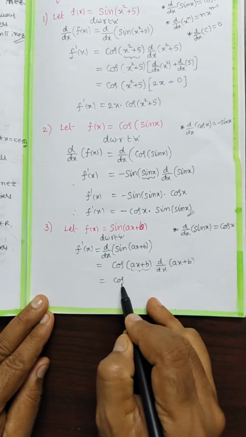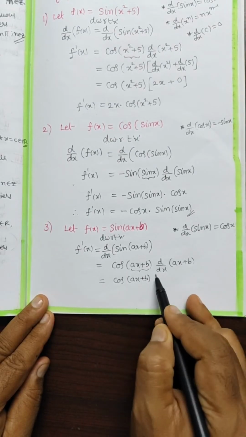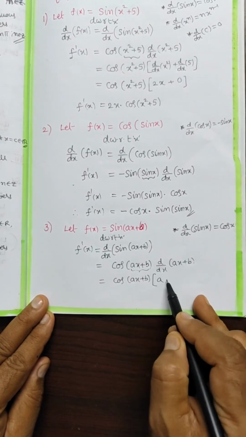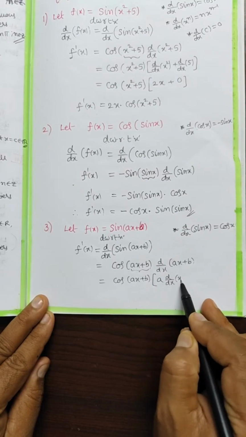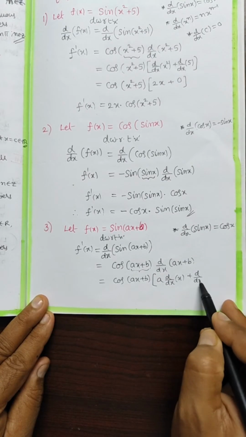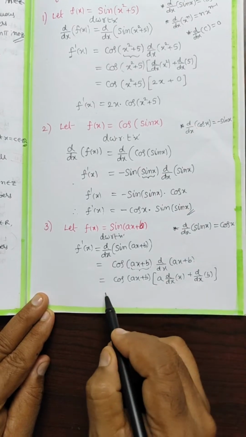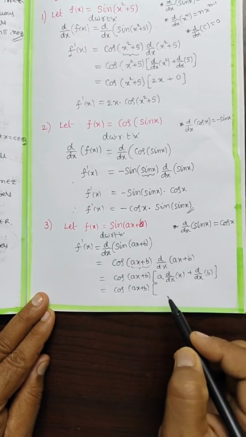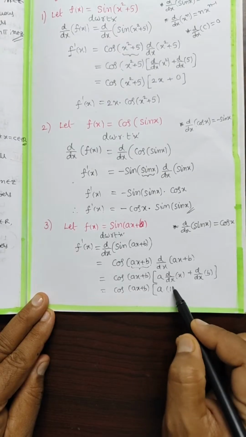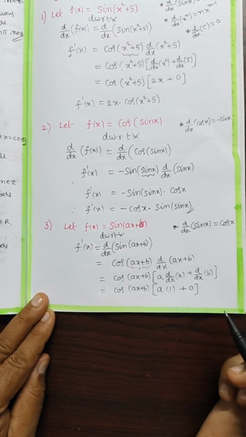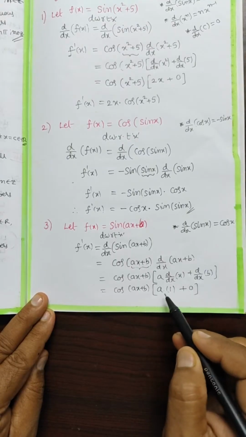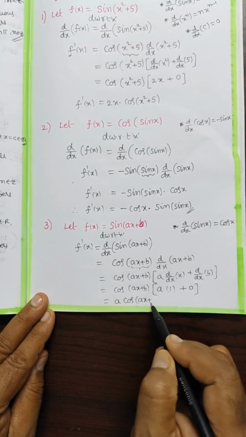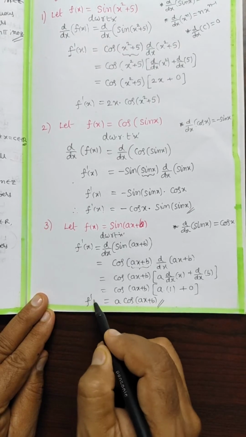So, cos of ax plus b into, here a is constant, bring outside, the rest of the function you have to differentiate. A into d by dx of x plus d by dx of constant b. So, which is equal to cos of ax plus b into a into d by dx of x is 1 plus d by dx of constant b is 0. So, a plus 0 is a. So, we will get the final answer is a into cos of ax plus b, which are all applications, dear students.